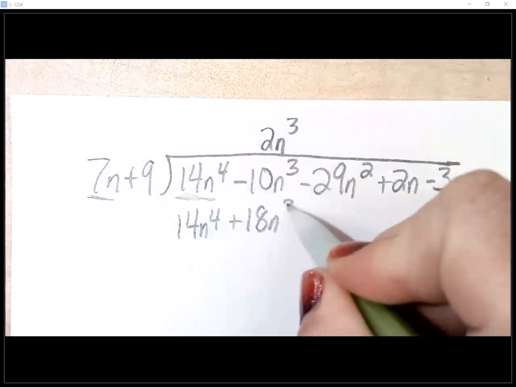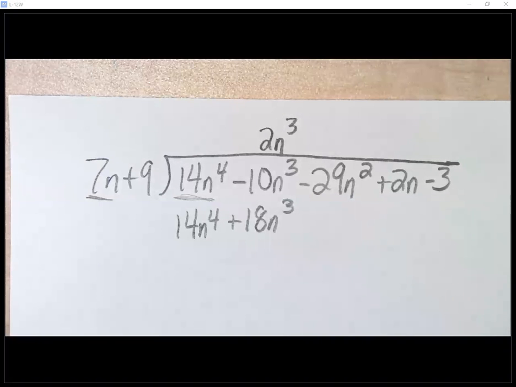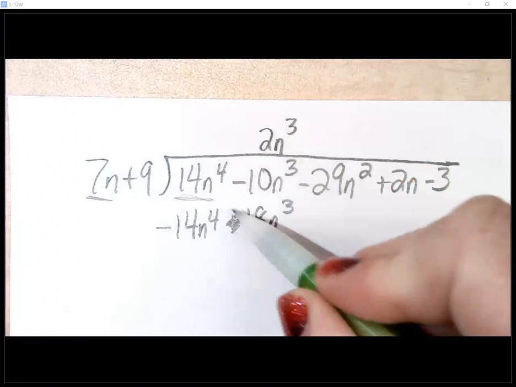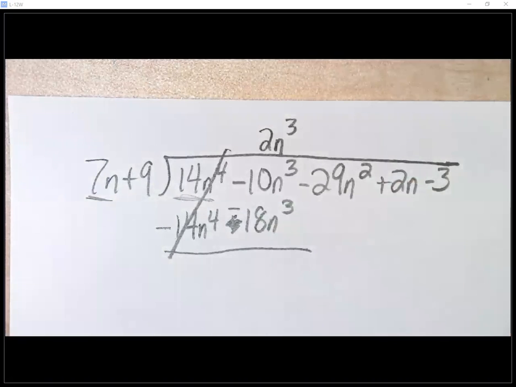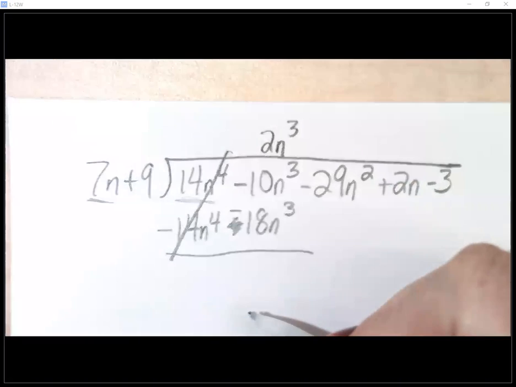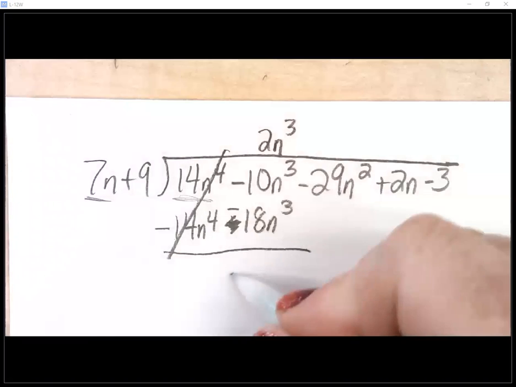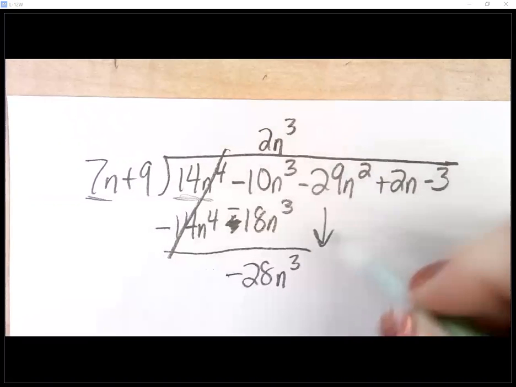But then what do you have to do? You have to subtract the whole thing. So now this becomes a minus, and this also becomes a minus. The first terms will always cancel out. If they don't, you already did something wrong. Now I have a negative 10 and negative 18, which is negative 28. The lighting is weird again today. There we go. Negative 28n to the 3rd. Bring down my next term, negative 29n squared.